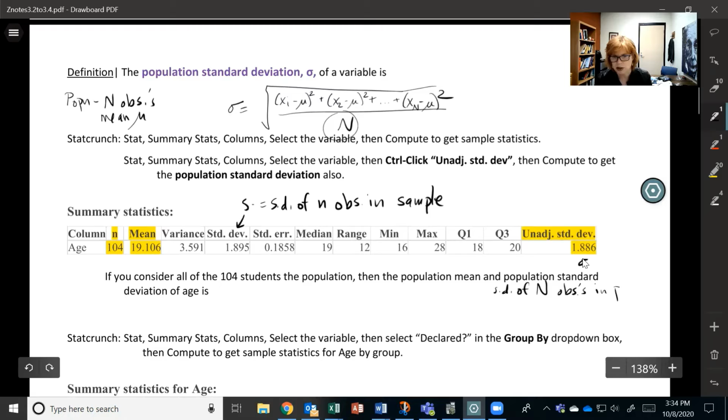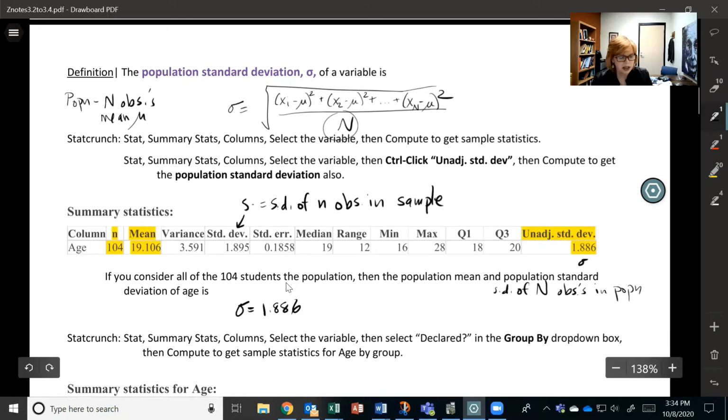in the population. So depending on how you would treat this, if you can say this is everybody, then this is sigma. All right, so it says here, if you consider them the population, then we're going to use sigma equals 1.886.